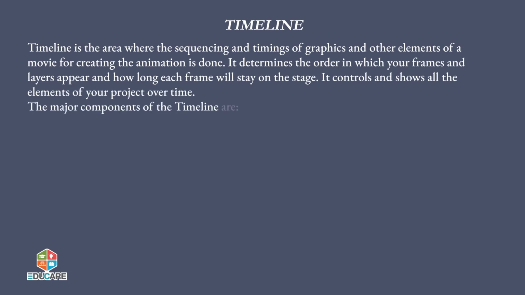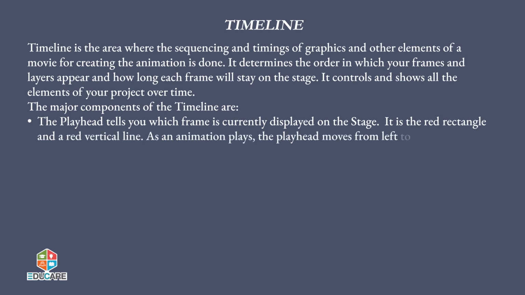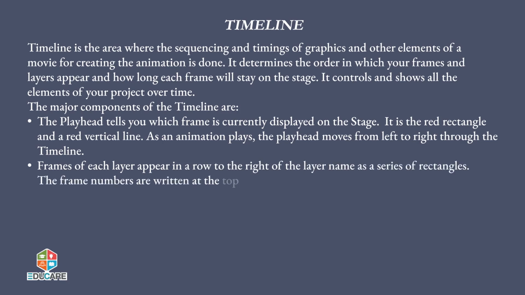The major components of the timeline are: the playhead tells you which frame is currently displayed on the stage. It is the red rectangle and a red vertical line. As an animation plays, the playhead moves from left to right through the timeline. Frames of each layer appear in a row to the right of the layer name as a series of rectangles. The frame numbers are written at the top of the timeline. Every fifth frame has gray fill.